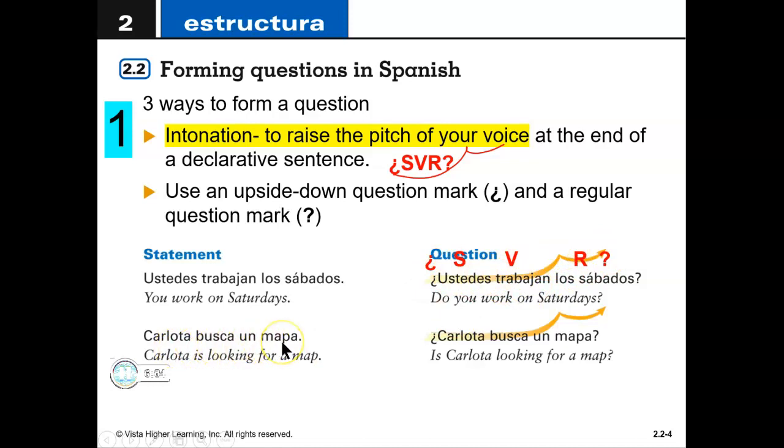Carlota busca un mapa. Carlota is looking for a map. ¿Carlota busca un mapa? Raise the pitch of your voice. And now you've made it into, is Carlota looking for a map? Notice, we don't have the word do in the question. We don't have the word is in the question. We do not need those helping verbs in Spanish.